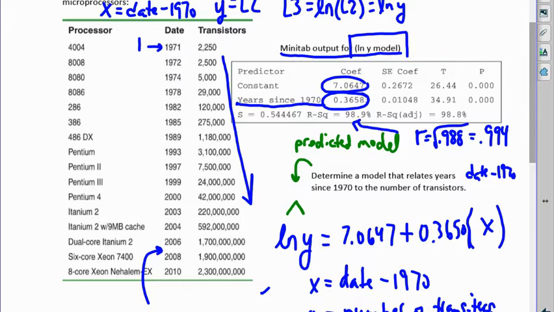If I look at this model, my residuals are basically off by a very small amount. Of course, that is in logarithm, in natural log. So it's only about half of the units, natural log of transistors.